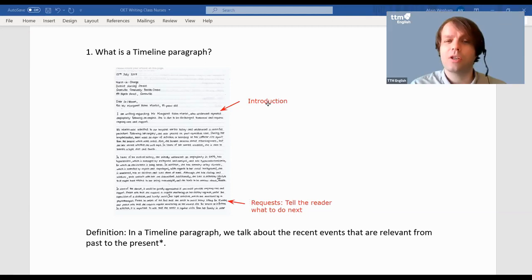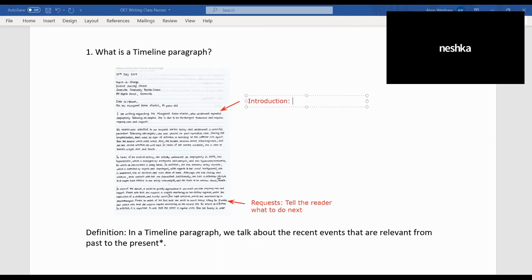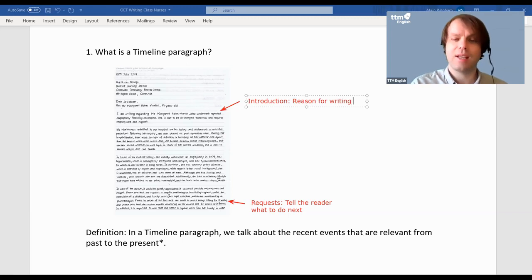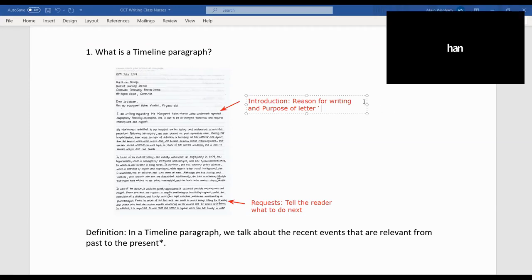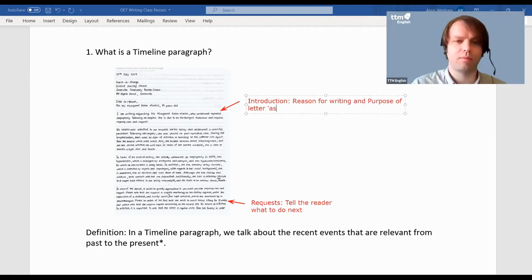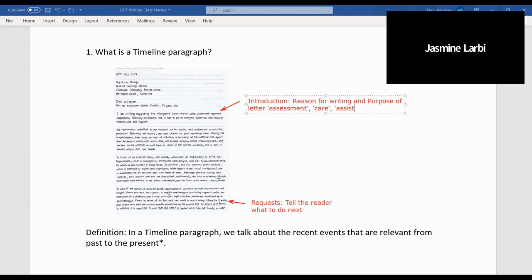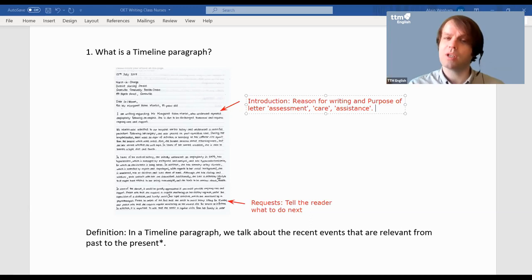What are we trying to do, Han and Neshka? If we could bring you guys in. What is the introduction paragraph? It's very important, this. What am I trying to do? The reason why we are writing and includes purpose. Reason for writing. When Neshka says purpose, she means purpose of the letter. So Han, give me examples of purposes of letter that you usually see. Assessment, care, assistance, investigation. Investigation. That's really important in your intro because you're telling the reader, this is what you need to do next. All right.